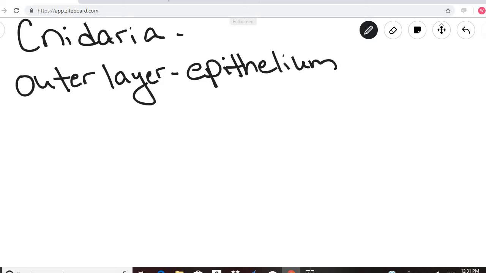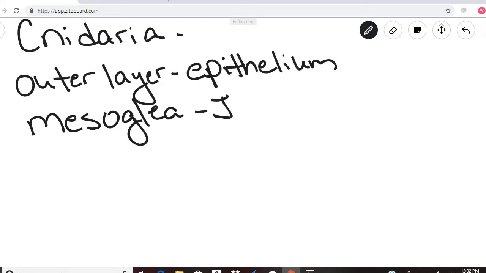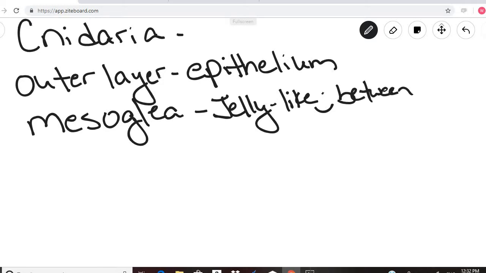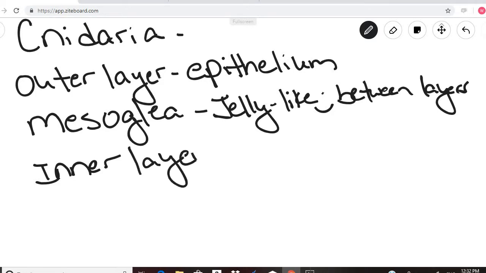And then in between those two layers, you have the mesoglea. So that's like that jelly-like substance that is between the layers. And then we have the inner layer of the epithelium. Okay, so that's basically the same as we saw in phylum Porifera.